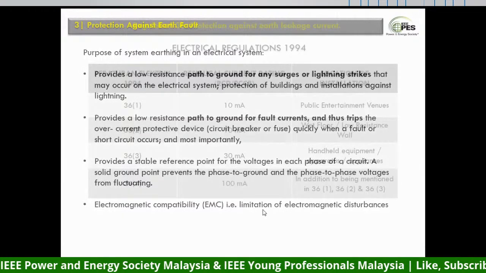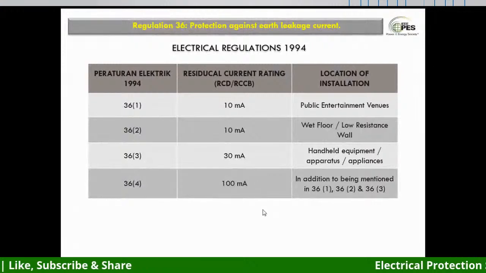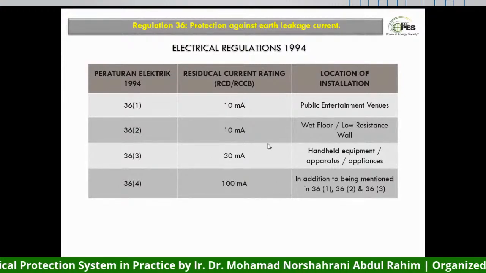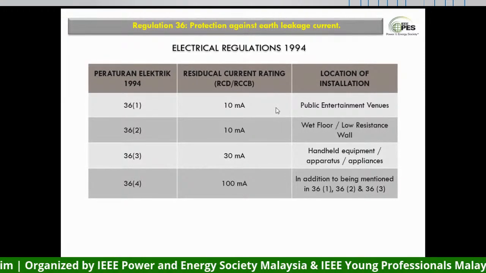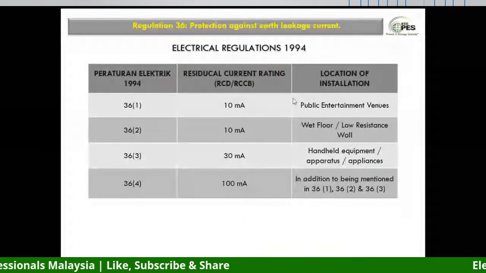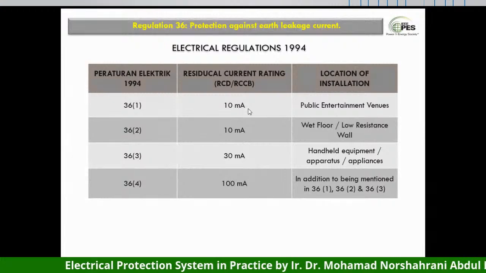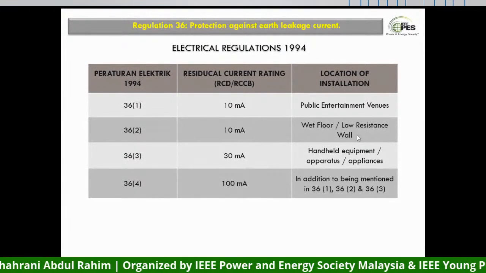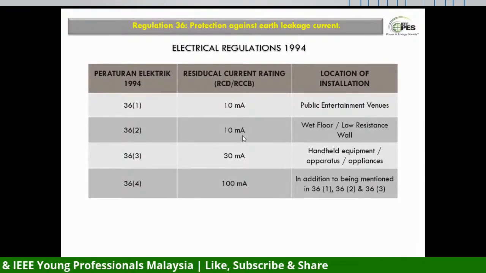In terms of regulation, the Electricity Regulations 1984 already specify in detail what those in the electrical industry must adhere to. For example, in regulation 36, there are four sub-brackets. The first one is protection for public entertainment venues, for example those kiddie machines when you go to a shopping mall. By right, according to the laws and regulations, they should be protected using an RCD with a sensitivity of 10 milliamp. This one I think is very rare for us to see. And for example, in our house, when using a water heater, the regulation says we should use an RCCB or RCD with a sensitivity current of 10 milliamp.